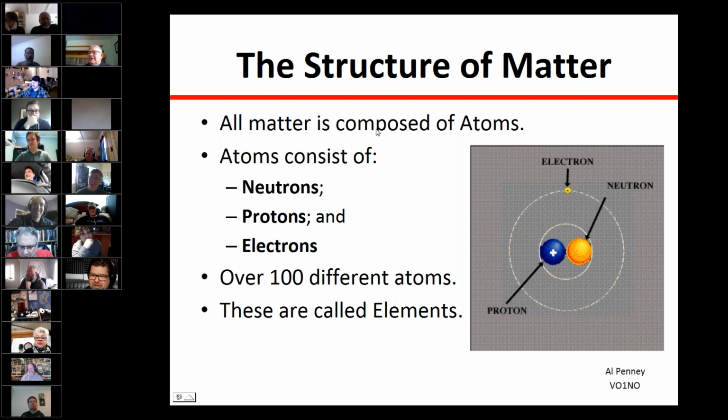So matter is composed of atoms. Atoms consist of neutrons, protons, and electrons. Now the neutrons and the protons are in what's called the nucleus, the very center of the atom. The electrons orbit around the nucleus. There are over 100 different atoms, different arrangements with numbers of protons, neutrons, and electrons. And those are called elements.